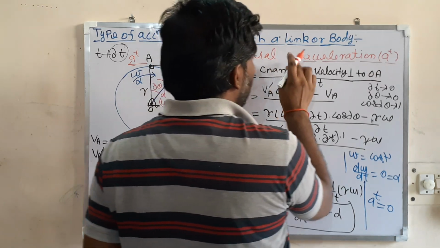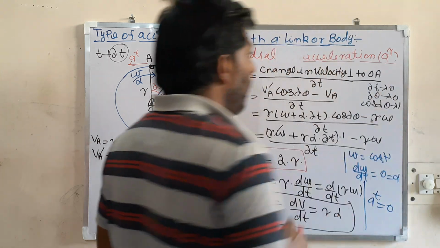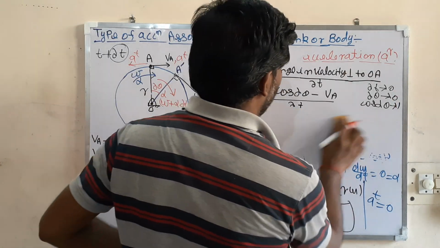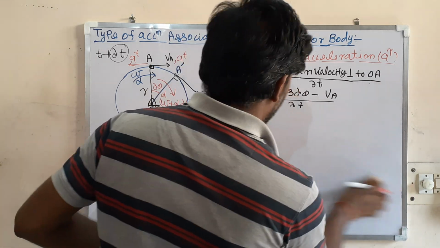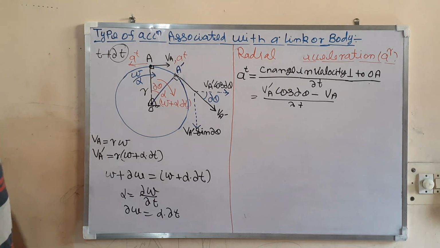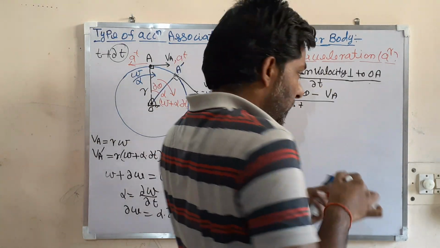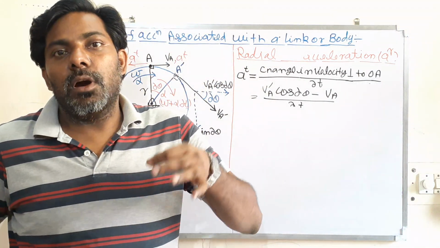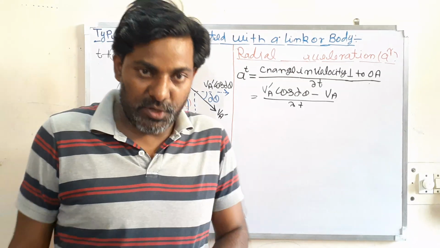Radial or centripetal acceleration is denoted by AR. First, let us see what the radial acceleration, or centripetal acceleration, is. It is the acceleration due to the change of direction of the velocity vector.